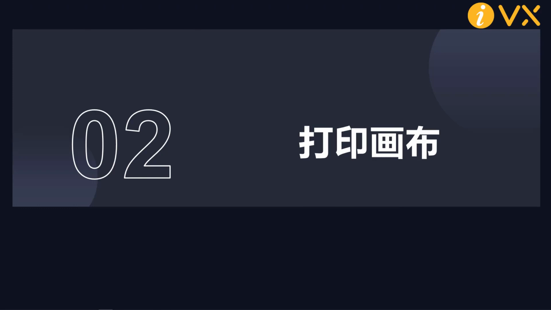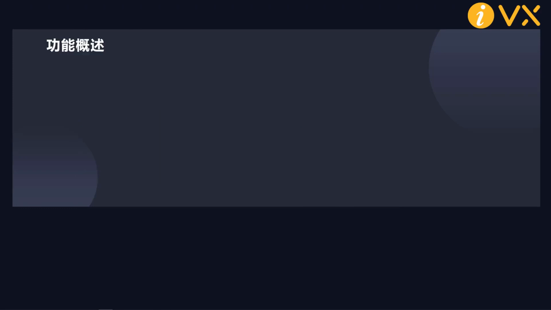Let's first understand what our canvas printing is. The content of the canvas printing is very simple. Its core function is to generate a picture from the designated area of the canvas. What is it to generate a picture from the designated area of our canvas? Here I will give you a simple demonstration.